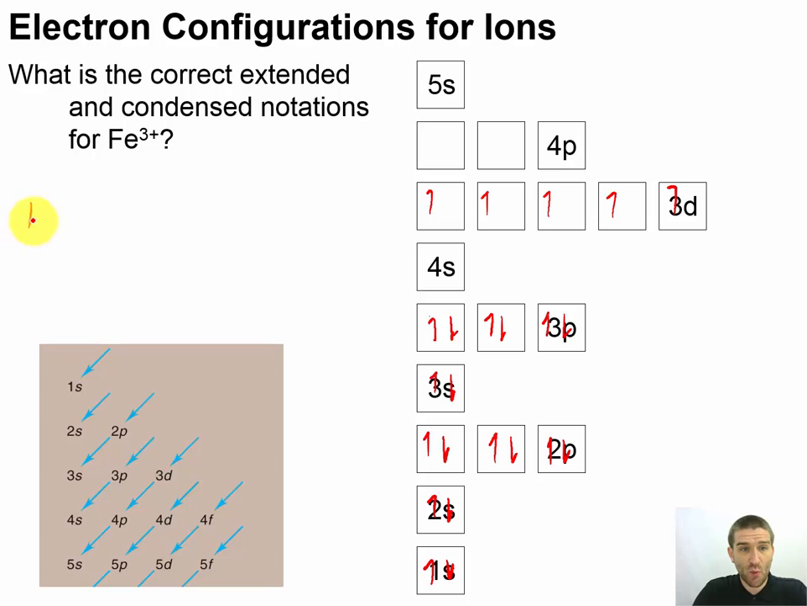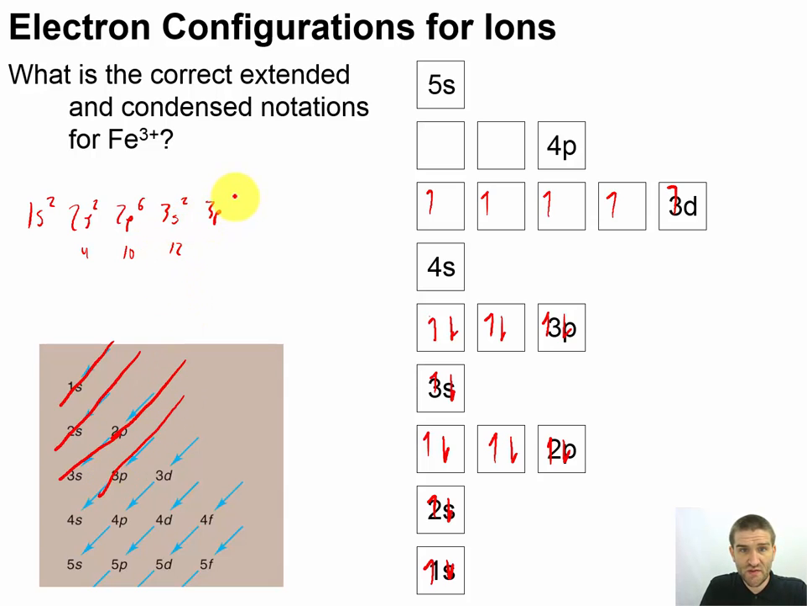So I start out with my 1s. My 1s orbital can hold a total of 2 electrons. My next orbital will be the 2s, which can also hold 2 electrons. I'm up to 4 total. I then get to my 2p. 2p can hold a total of 6 electrons. I'm now up to 10 electrons. Keep going. My 3s can hold 2. So I'm at 12. My 3p can hold another 6. I'm at 18. So I'm not up to 26 yet, but I'm getting pretty close.